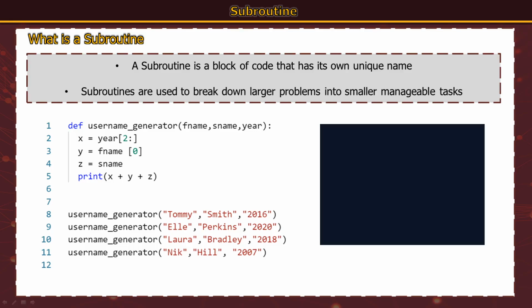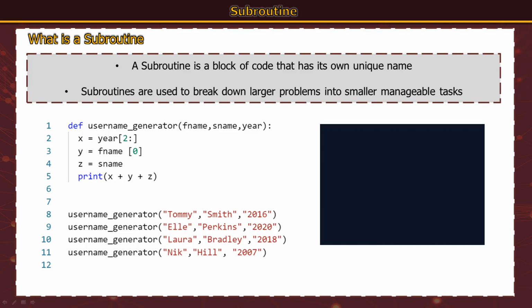What is a subroutine? A subroutine is a block of code that has its own unique name. Subroutines are used to break down larger problems into smaller, more manageable tasks. Here in this example I have a subroutine called user_generate, and this subroutine's job is to generate the username for students that are within the school.